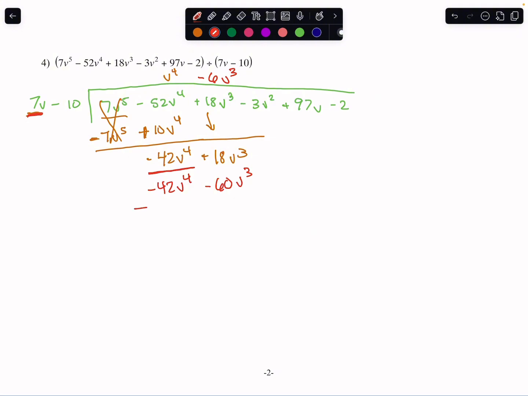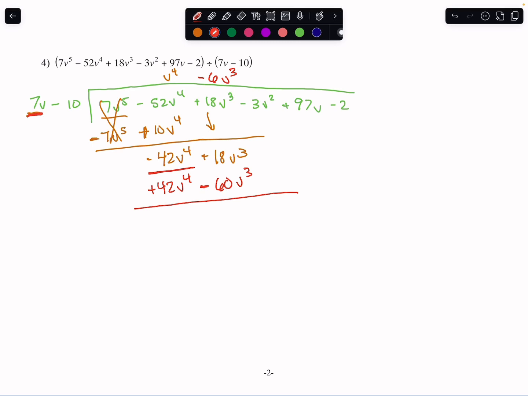And then sorry, that is not negative 60. That's going to be positive 60. Negative 6 times negative 10 is positive 60. Now I'm going to change my sign to the negative 60. Thought something looked weird. Okay. Negative 60 plus 18 is going to be, let's see, my brain ain't working, negative 60 plus 18 is, ta-da, negative 42v cubed.